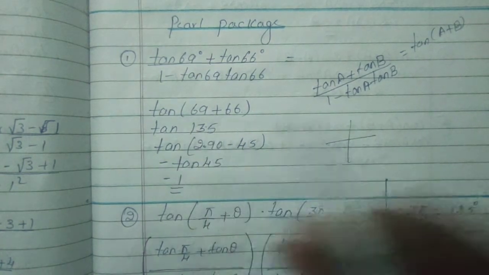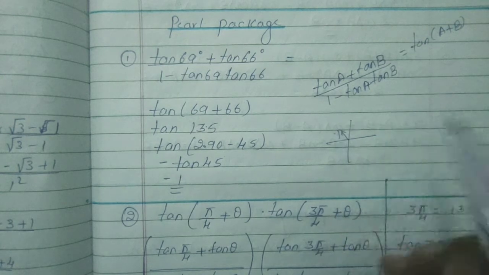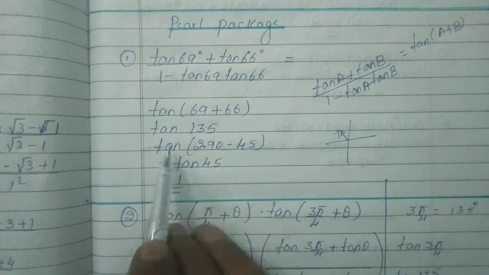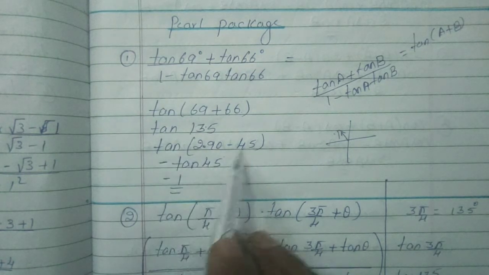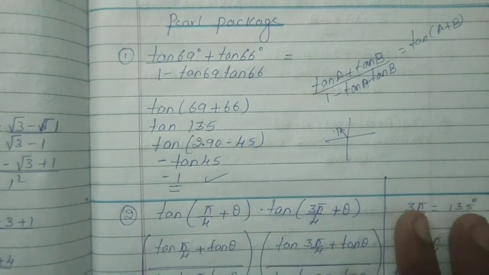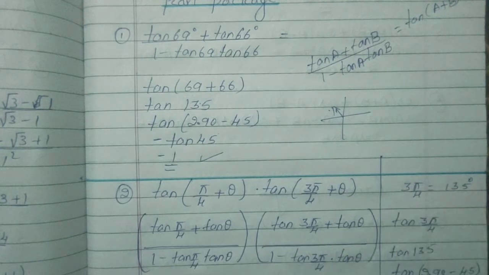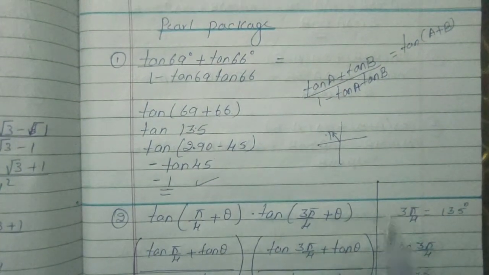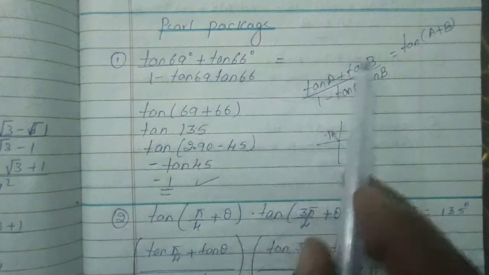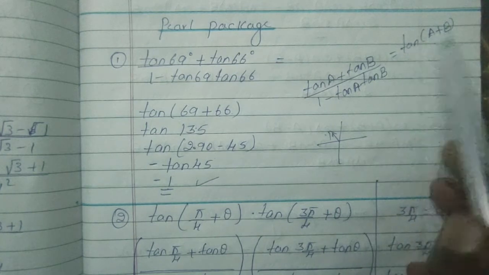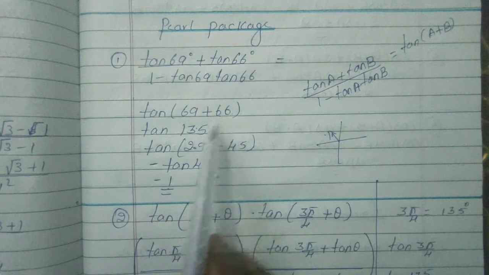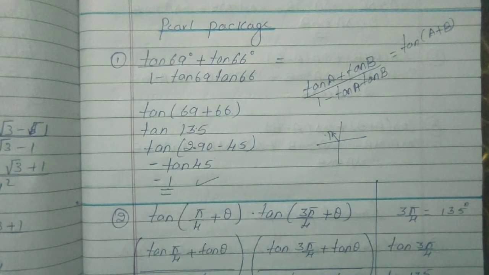Now this 135 comes in the second quadrant. In the second quadrant tan is negative, and it is an even number, so there is no change in the ratio. So tan as it is, theta is 45, minus as it is, tan 45 value 1. Therefore the answer is minus 1. Understood? Remember this formula: tan A plus B is tan A plus tan B by 1 minus tan A tan B. Just this is in this format. You can write it as tan A plus B. So A is 69, B is 66. Then it is 69 plus 66. If you simplify that, you will get minus 1.